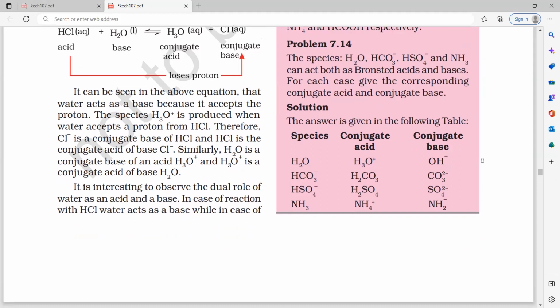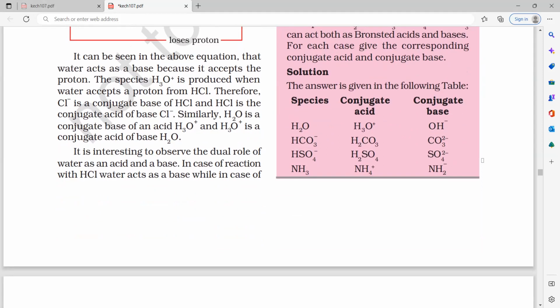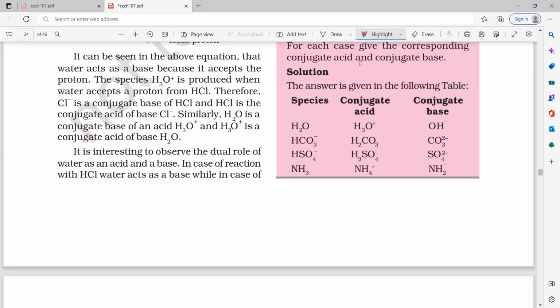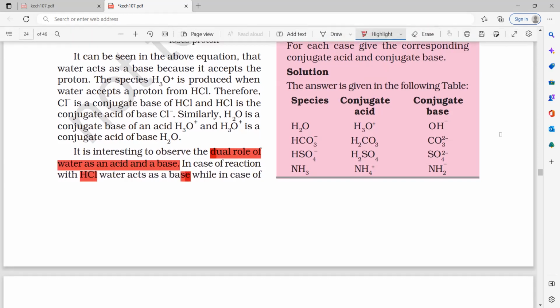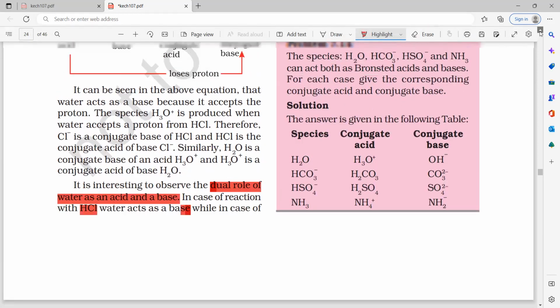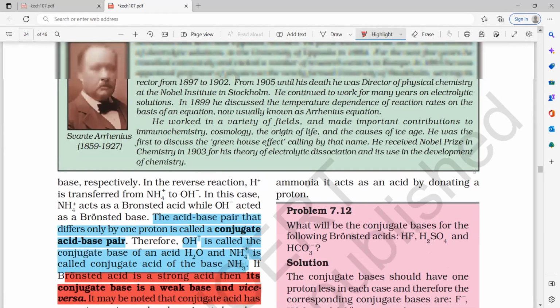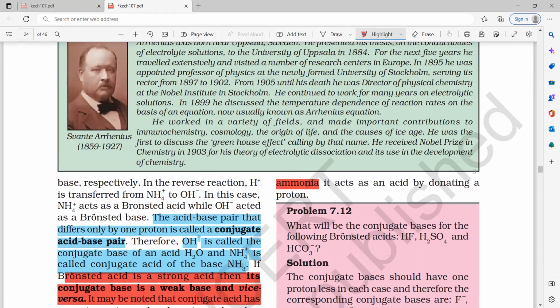Then you know the dual role of water. This line is also very important: water also has a dual role. It can act as an acid as well as a base depending upon what it is going to react with. In case of reaction with HCl, HCl is strong, so water becomes the base. But if we use ammonia, water acts as an acid by donating a proton.